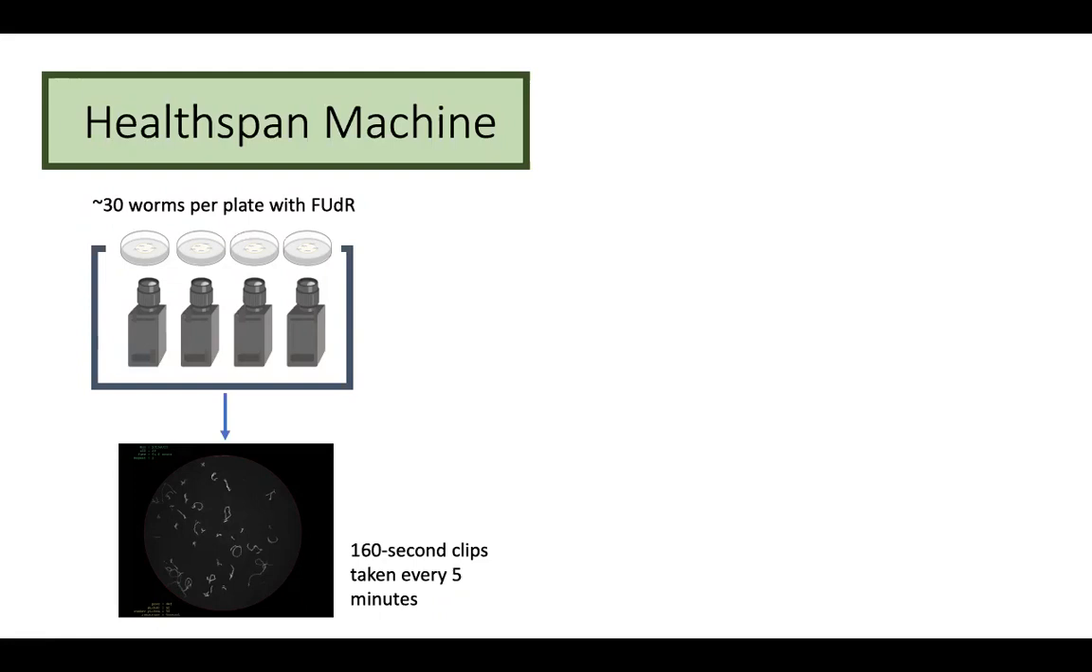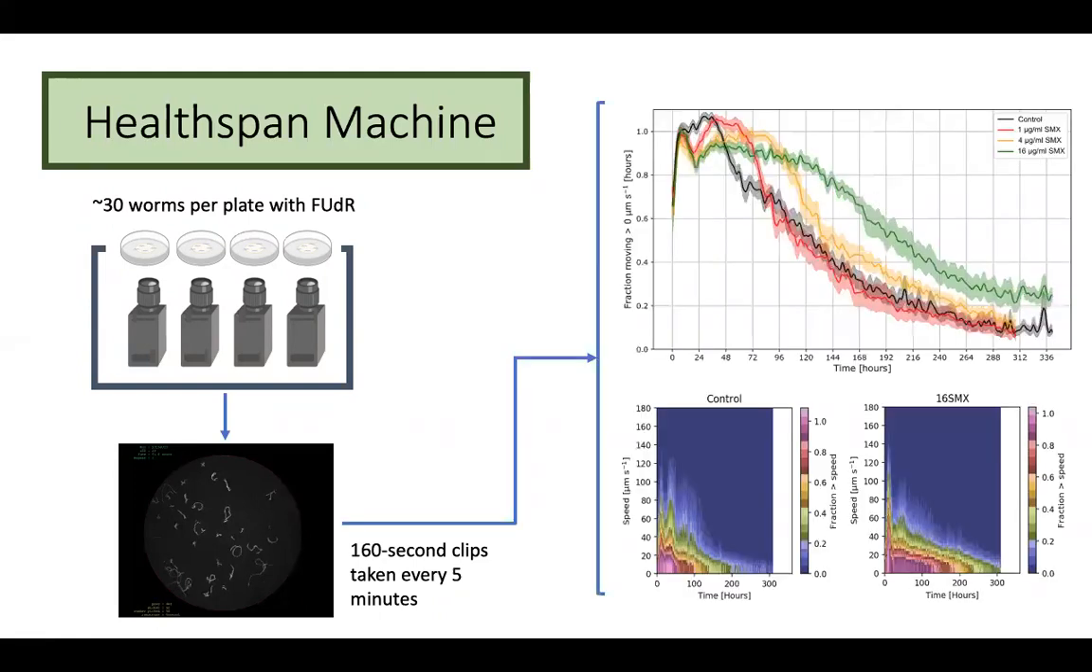So if I show you what sample data you can get out of this sort of system, you can look here. This is a graph showing a fraction moving. So this is basically the percentage of worms which are moving in the 160 seconds imaging window. And over time, here we have a control in black and 3 concentrations of SMX, a drug which is known to extend C. elegans lifespan. And this is just added to the agar media.